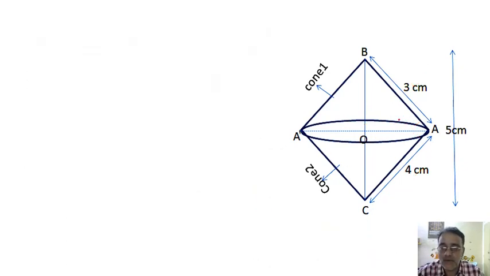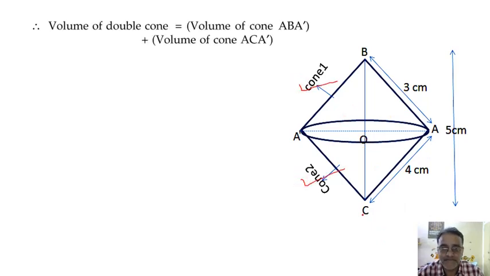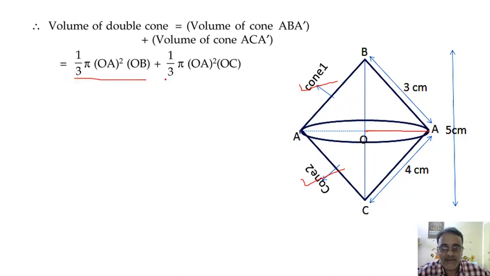Volume of the double cone. Very simple: volume of the upper cone plus volume of the lower cone. What is the formula for the volume of a cone? 1/3 pi r squared h, right. So r is OA for both cones, so 1/3 pi OA squared. The height of the upper cone is BO or OB, the height of the lower cone is OC. Is this clear? Now what is common between these two?